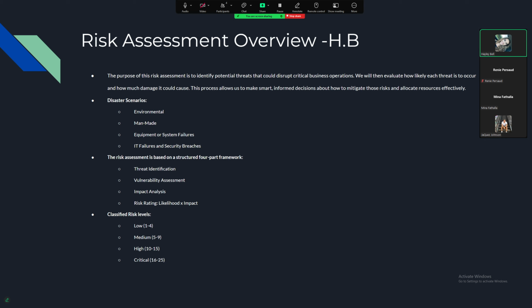We also classify risk into four levels, so we have low, medium, high, and then critical. By aligning each threat with a level, we can make sure that nothing slips through the cracks. And this structured classification also mirrors the CISSP's emphasis on risk categorization, which is essential for effective disaster recovery planning and compliance.